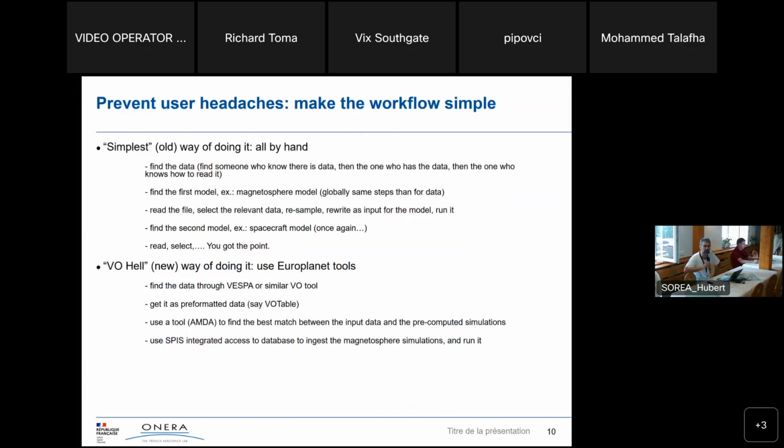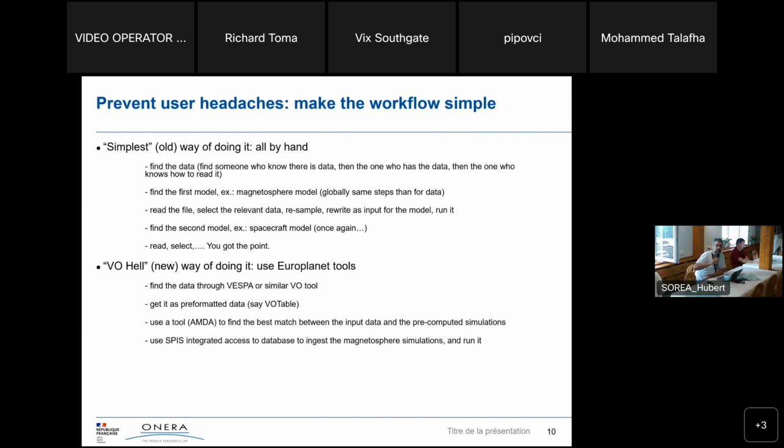When you talk to most people, they say, "Oh, I don't want to use your tools, they are complicated. I will just do it the old way, by hand, and it will be simpler." Well, it may appear so, but when you look into the details, it means that you have to find the people who have the data. You have to find the data, find the people, know how to process the data, and the same for models, and in the end, it's just a nightmare. It takes you one year just to make one point. So it's quite complicated. Of course, the tools may appear at first to be more complicated to use than doing it by hand, but it's really much faster.